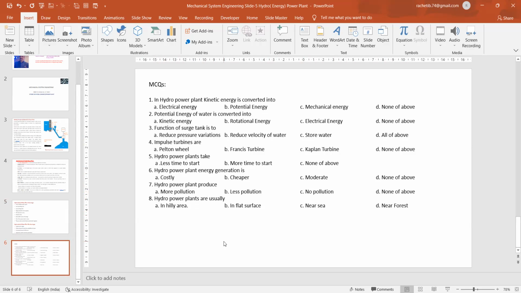That's it for the hydropower plant. I hope I have tried my level best to explain in brief and in simple language so that you can understand this concept of the hydroelectric power plant. With this, we come to the end of slide number 5, lecture number 5 of unit number 1. Thank you very much.